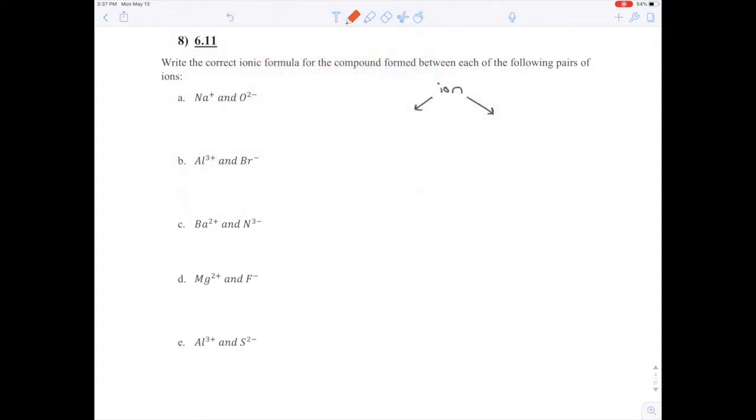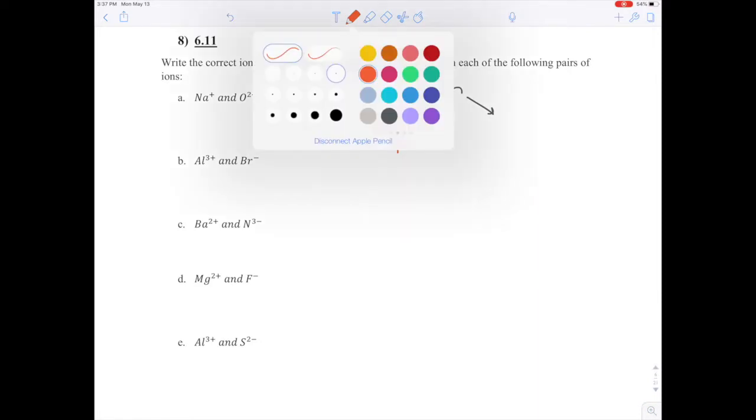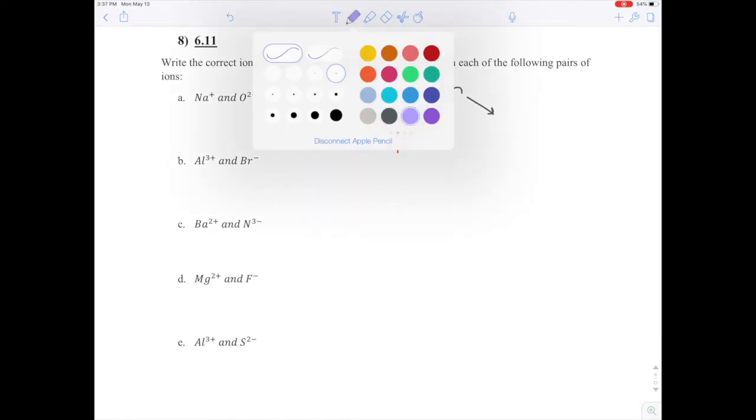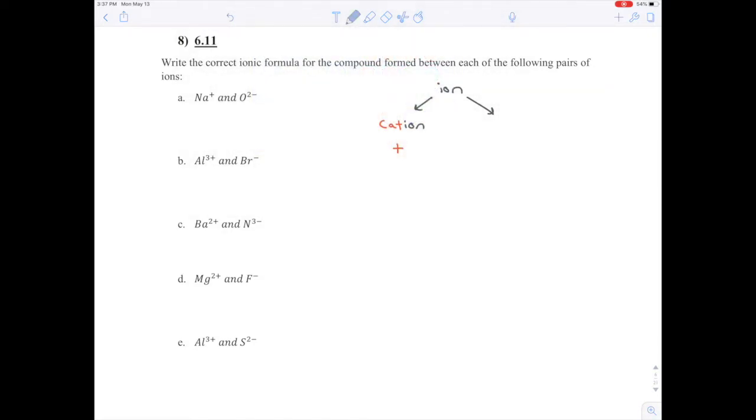You could have a positive ion. That's called a cation. Or you could have a negative ion. So a negative ion, that would be called an anion. So you could have a cation with a positive charge or an anion with a negative charge. Those are the two types of ions. You can remember those because the T in cation sort of looks like the plus sign.